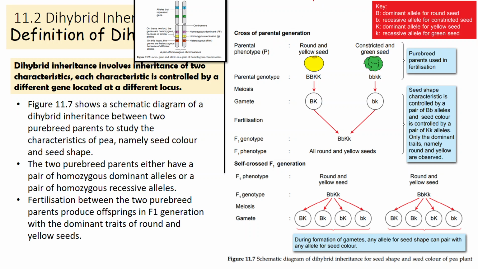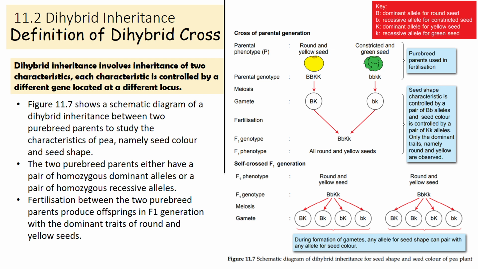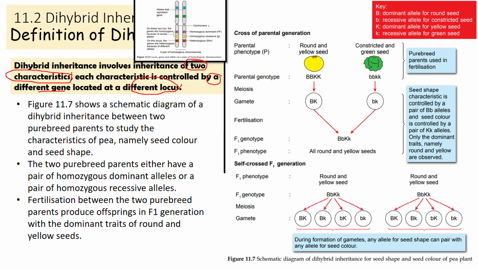Okay, let's continue to look at dihybrid inheritance. Dihybrid inheritance involves inheritance of two characteristics, where each characteristic is controlled by a different gene located at a different locus. Okay, let's take a look at this picture of a pair of homologous chromosomes.